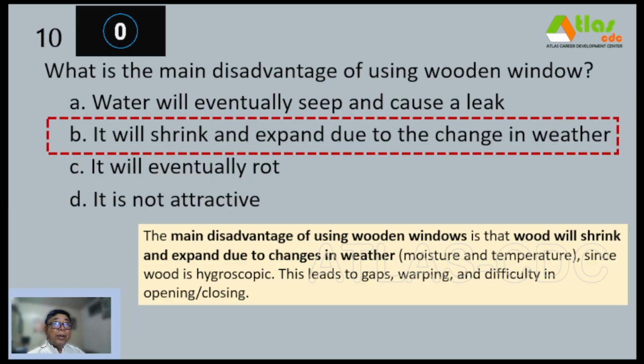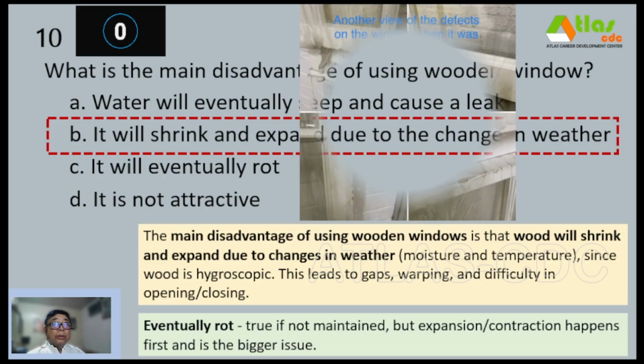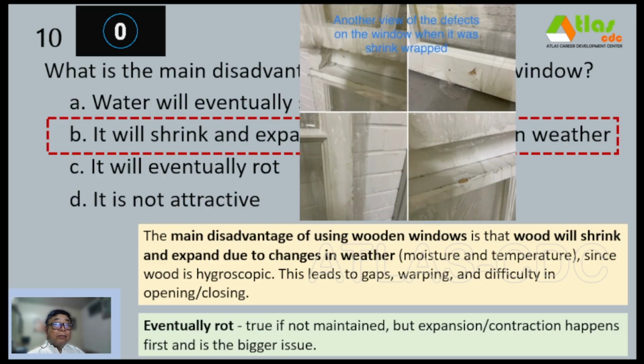The main disadvantage of using wooden windows is that wood will shrink and expand due to changes in weather. That is because of moisture and temperature. Since wood is hygroscopic, this leads to gaps, warping, and difficulty in opening and closing. So it will eventually rot, of course. That is true if not maintained. But expansion, contraction happens first and is the bigger issue.